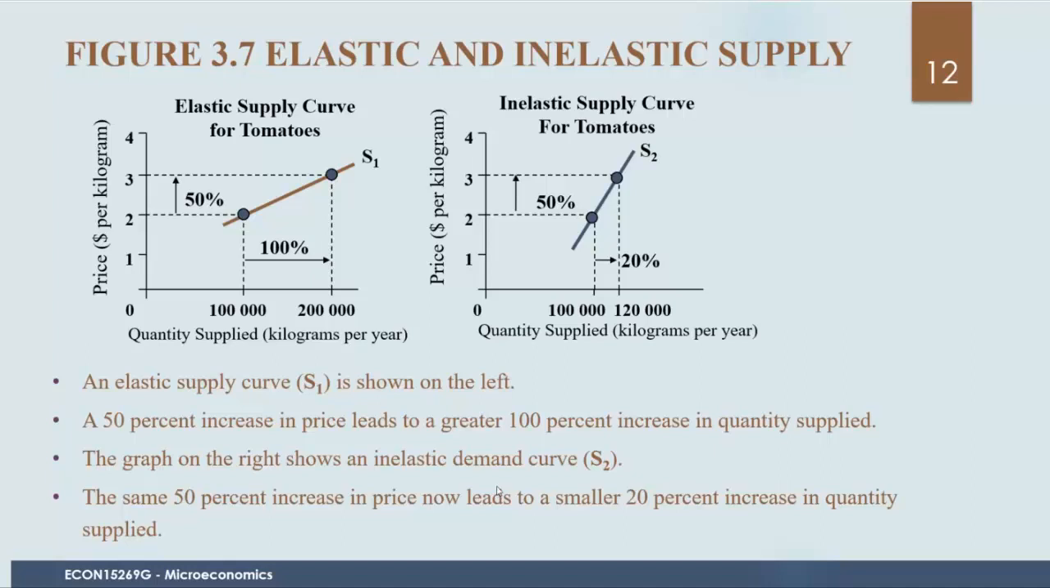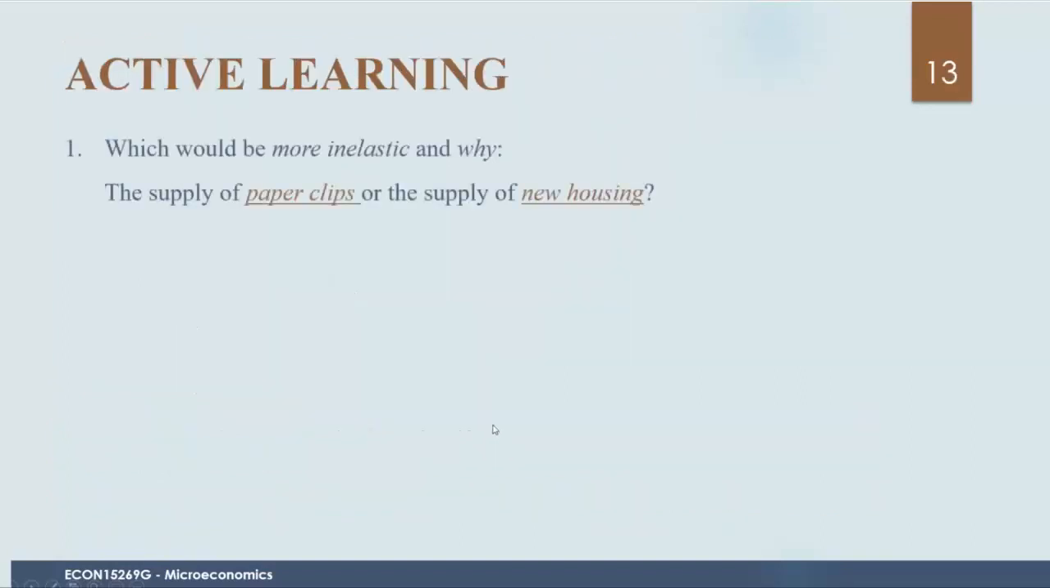So time is a really important issue when we're thinking of the elasticity of supply, because as more time passes, the firms are able to overcome any obstacles that are in their way of being able to offer more for sale. So just a quick question, just in general, what do you think would have more inelastic supply and why? The supply of paper clips or the supply of new housing? Anyone? That's right. So new homes, because it takes a long time.